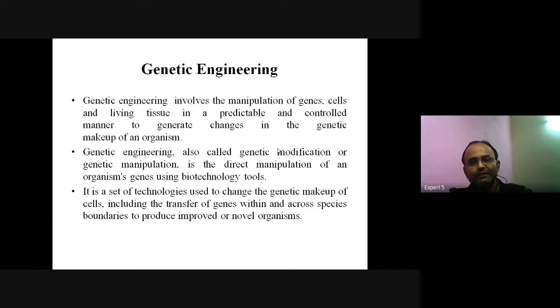It is also called genetic modification or genetic manipulation, and it involves the direct manipulation of an organism's genes using different types of biotechnological tools. Genetic engineering is a set of technologies used to change the genetic makeup of cells, including the transfer of genes within and across species boundaries to produce improved or novel organisms.